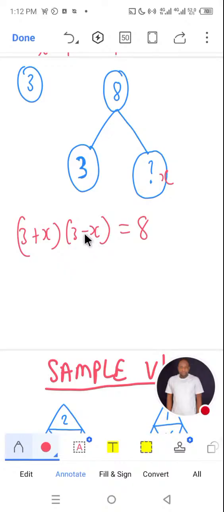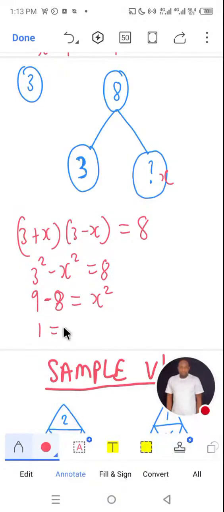So difference of two squares is going to come in here again. That will be 3 squared minus x squared is equal to what? 8. So I'm going to move minus x squared to the right hand side and move 8 to the left hand side. So you have, and 3 squared is what? 9. So that's 9 minus 8 is equal to what? X squared on the right hand side. So what is 9 minus 8? Isn't that 1? 1 is equal to x squared.